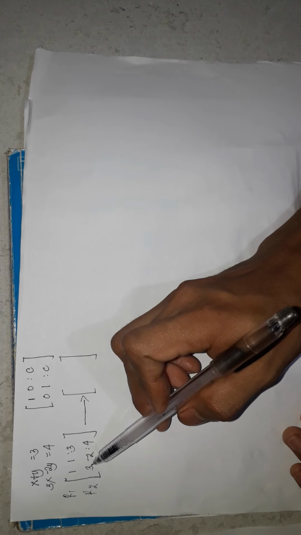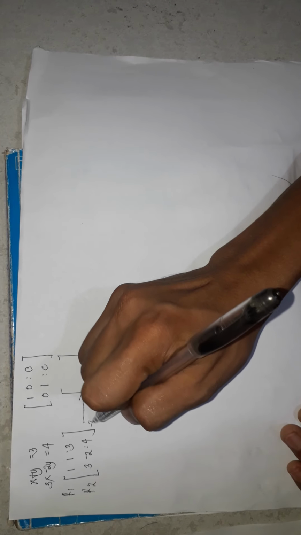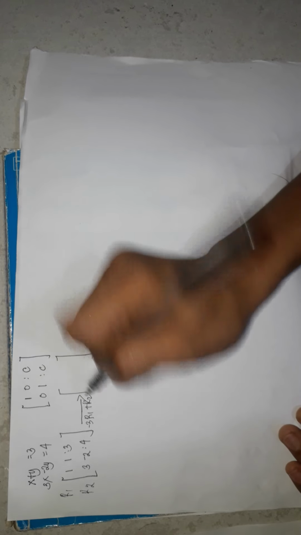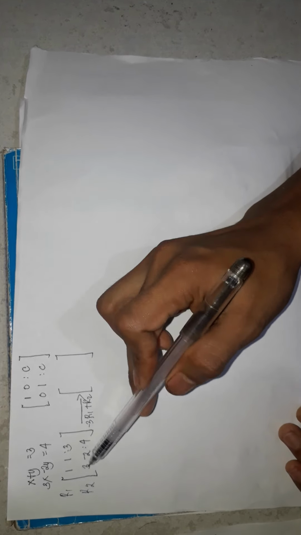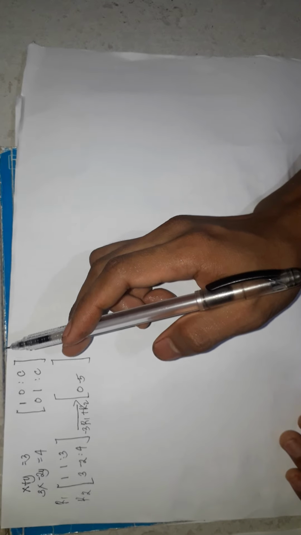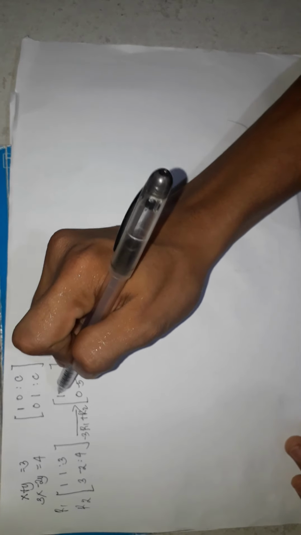In order for 3 to become 0, what we're going to do is multiply negative 3 to R1, then add R2. Negative 3 times 1 is negative 3, plus 3 is equal to 0. Then negative 3 times 1 is negative 3, minus 2 is equal to negative 5. Negative 3 times 3 is negative 9, plus 4 is equal to negative 5. Then we copy the first row, that is 1, 1, and 3.